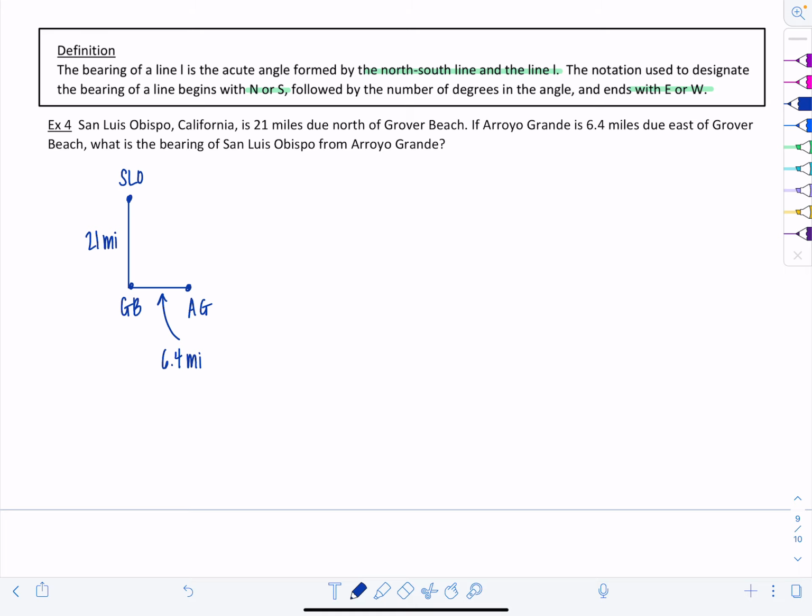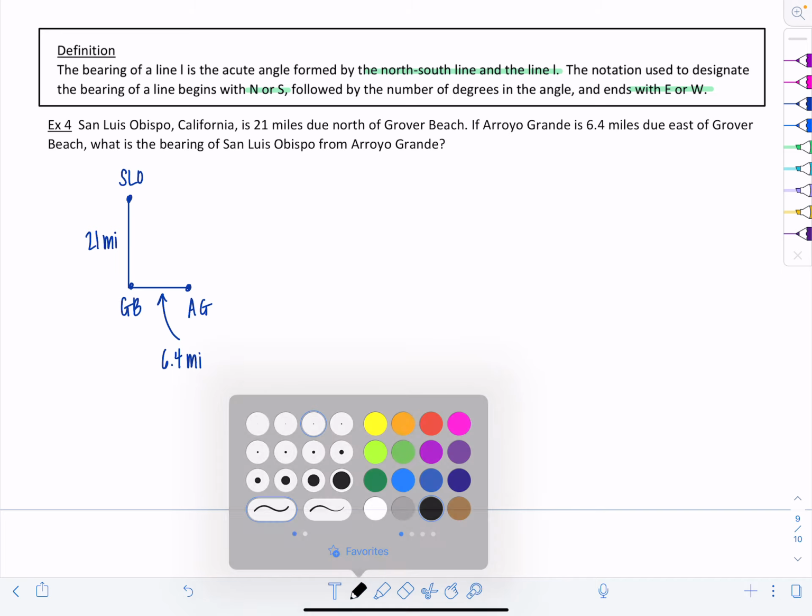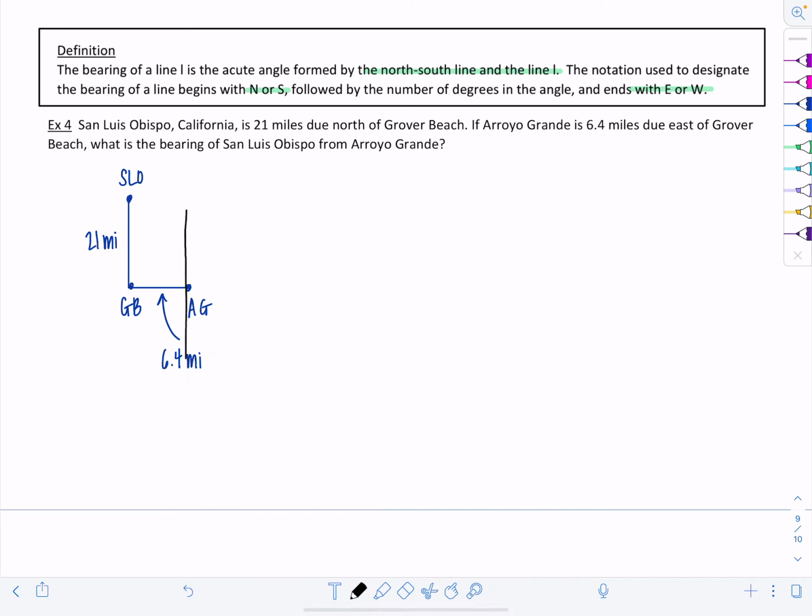So they want the bearing from Arroyo Grande. What does that mean? That the north-south line is going to go through Arroyo Grande. You can draw basically your coordinate system and just place the origin wherever you're calculating the bearing from. So here's north, south, east, west. They want the bearing of San Luis Obispo from Arroyo Grande. So they want which angle? They want this angle right here. You always calculate bearing from the north-south line to the line that connects the origin to whatever point they're talking about.